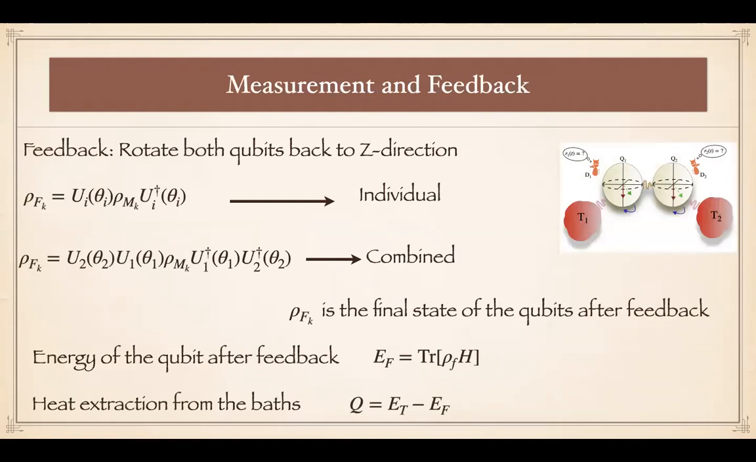So these are the expressions we obtained. You see here that the individual measurement has just one unitary rotation. The combined case has two unitary rotations for both qubits. And the energy of the qubits after feedback would be given by a similar expression depending on the state after feedback. And the heat extraction would be given as the difference of the initial energy minus the final energy.